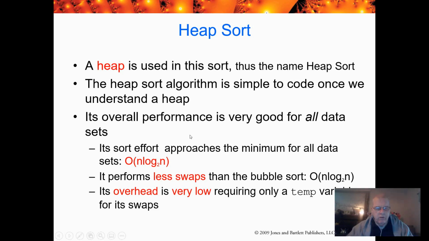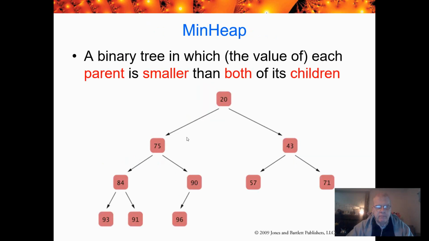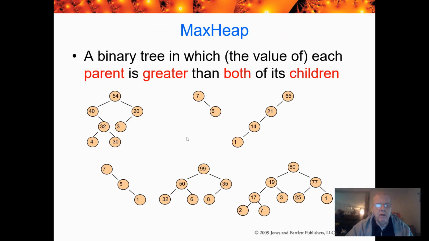So this video is going to discuss the heap sort. We're gonna review a little bit about heaps first, just to get a running start. So heaps have a shape and an order: a left balanced binary tree, in which the value of each parent is smaller than both of its children. Some of these are heaps and some are not, because some of these are not left balanced.